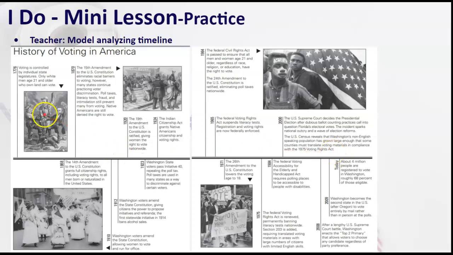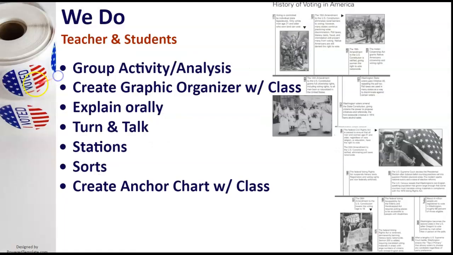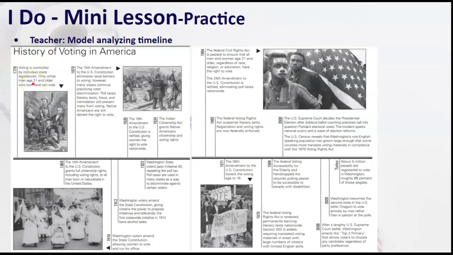As you can see, this timeline begins in 1776, where voting is controlled by individual state legislatures, and only white men 21 years and older who own land could vote. And as we progress through, I see that we've got the 14th Amendment. Remind me, students, when did the 14th Amendment happen after what major event? The Civil War, right.